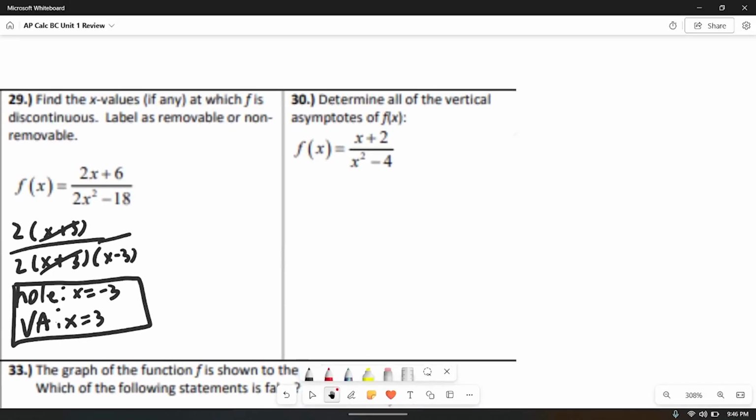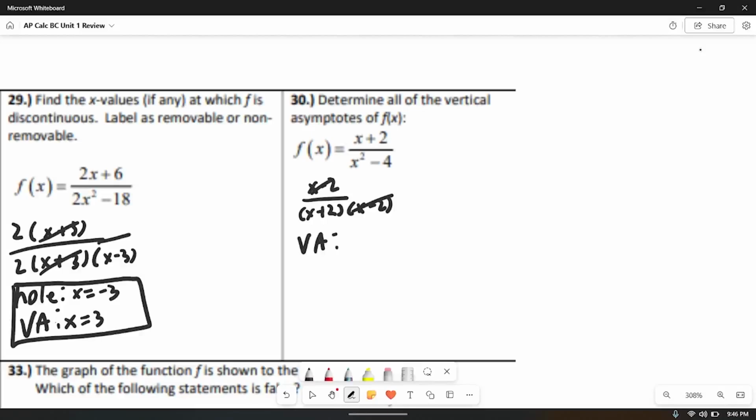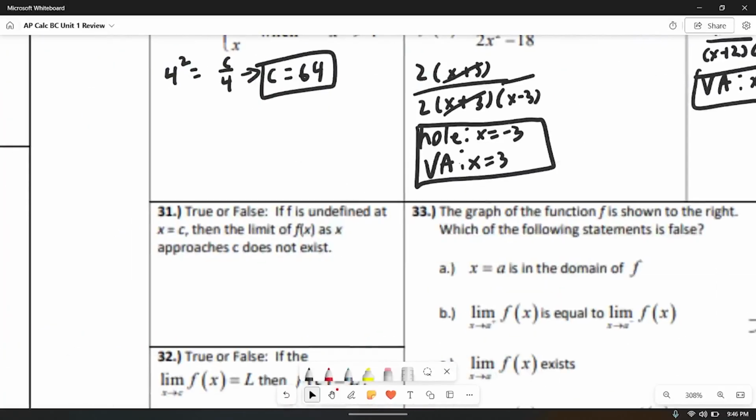Alright, determine all the vertical asymptotes. So again, we're going to factor. We can't just set the denominator equal to 0 because we might end up with a hole, right? So I'm going to factor the denominator, and the x minus 2 cancels out. So then we get 1 over x plus 2. So there's a vertical asymptote when x plus 2 equals 0, which is that x equals negative 2. And that's our answer.